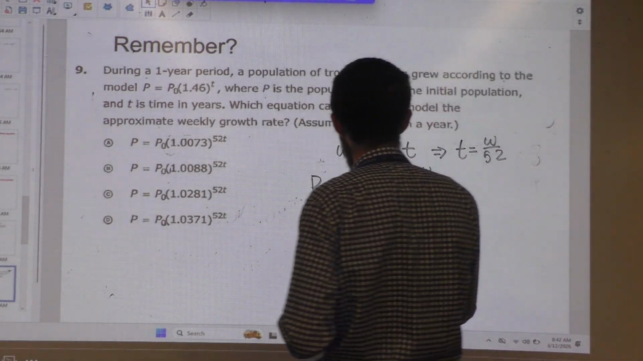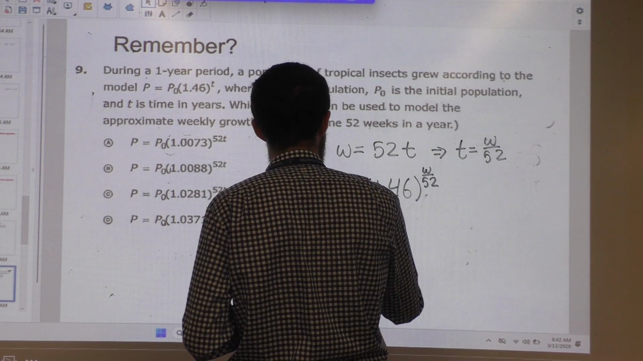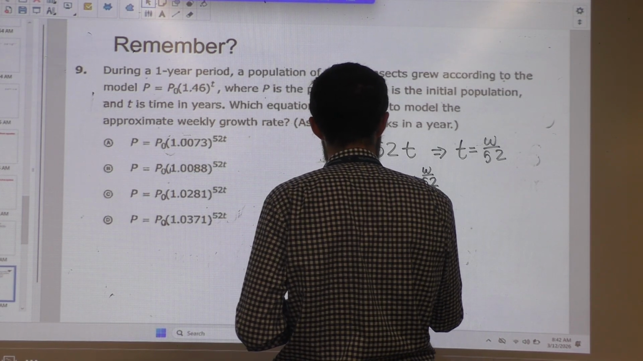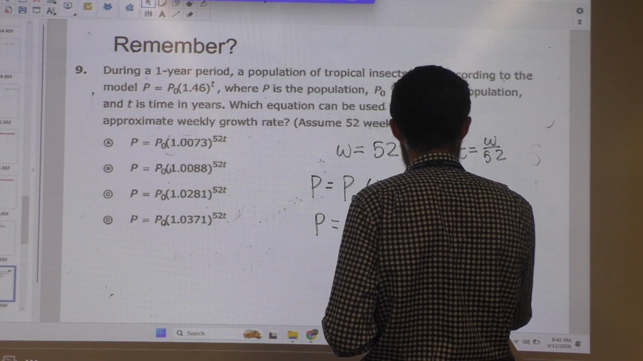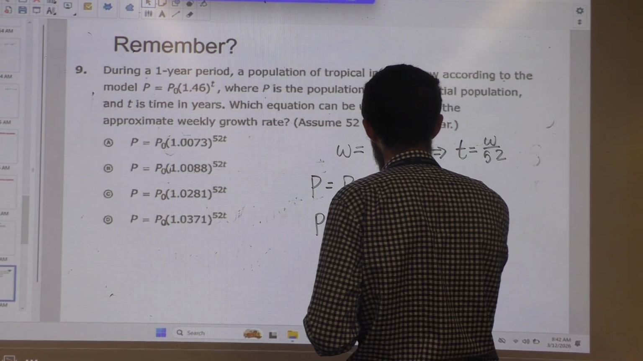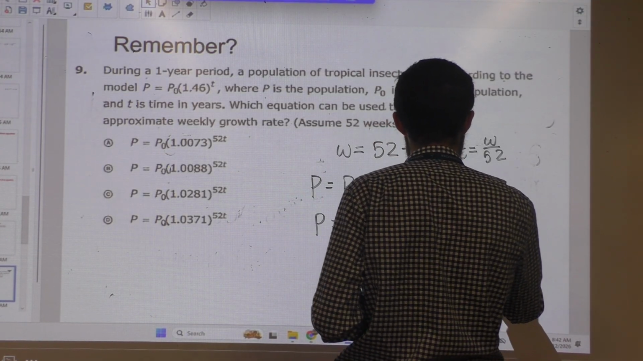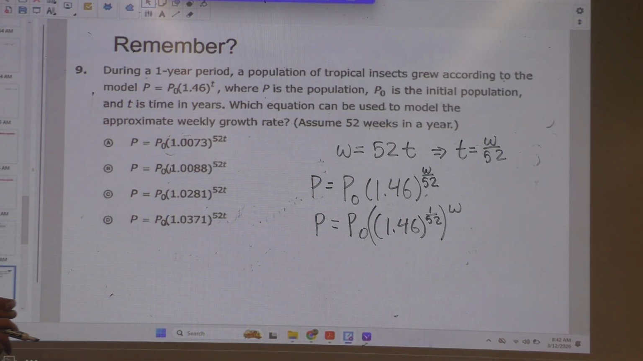Okay. I want to show you it this way. We're good. I'll put the W back, but I think it's easier to see the numbers this way. So that means I need to do 1.46 to the 1 over 52. That's 1.0073.